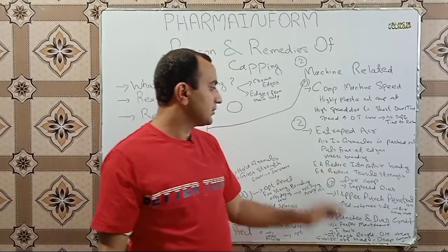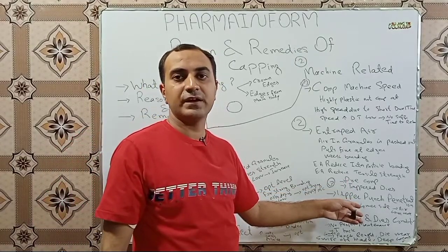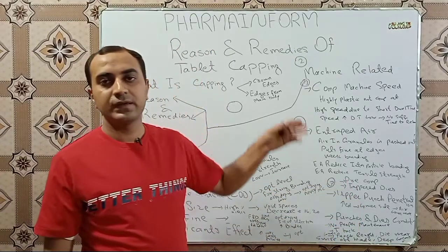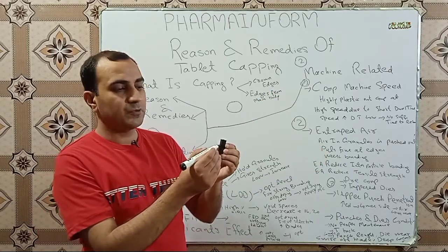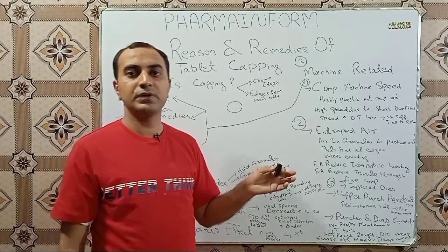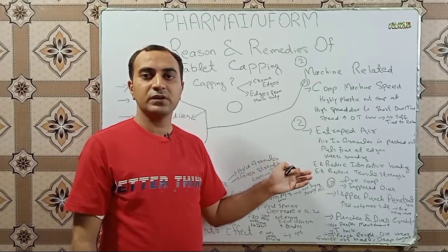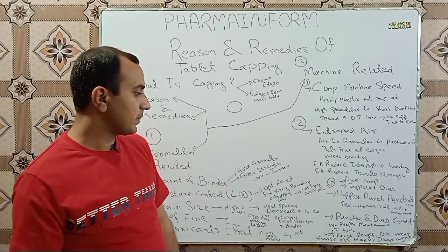So the solution for this factor is to try to compress the tablets at the upper portion or middle portion of the die using the upper punch penetration, so air can easily escape during tablet compression.